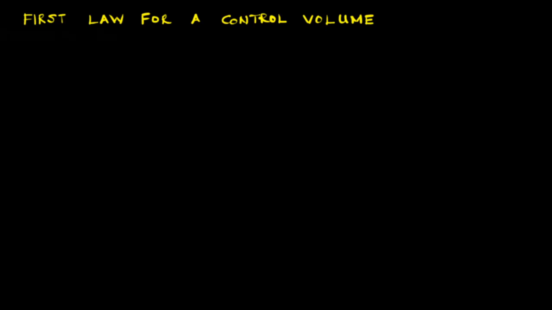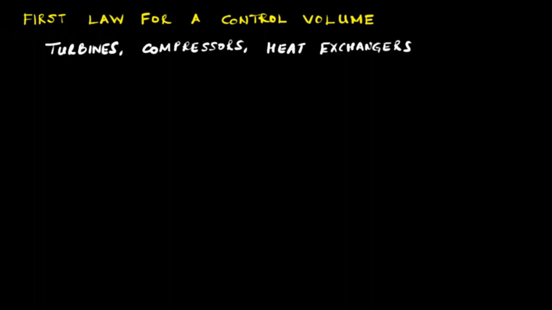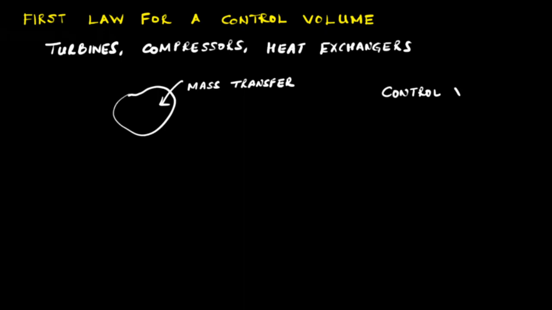In this lecture, we'll introduce the first law for a control volume. In the previous lectures, we have stated the first law of thermodynamics for a control mass or a closed system. However, most of the engineering systems, such as turbines, compressors, and heat exchangers, allow mass transfer through the system boundary. So if you have a system and it allows mass transfer through the system boundaries, then we call that system an open system, and therefore we'll have to use a more general approach based on the control volume to apply the principle of the conservation of energy, and that is the first law of thermodynamics.